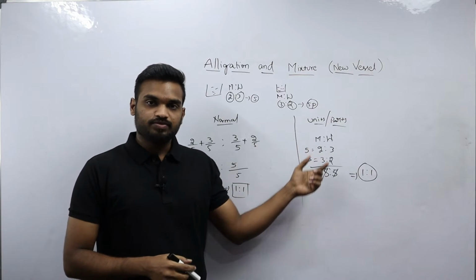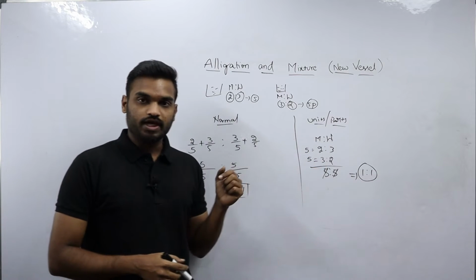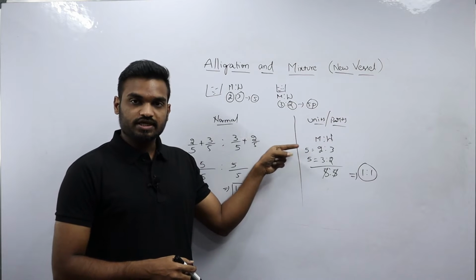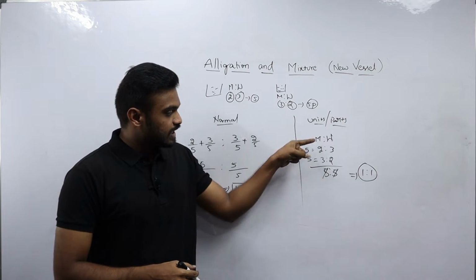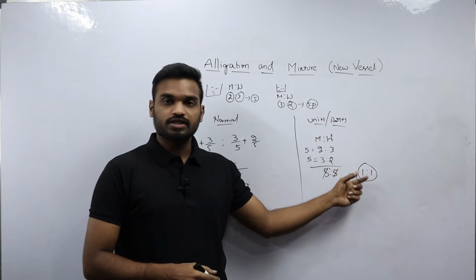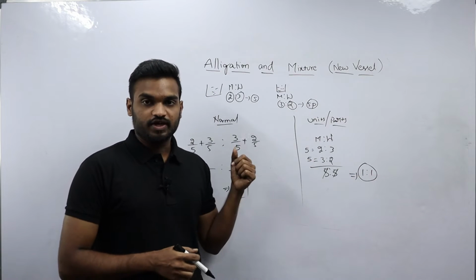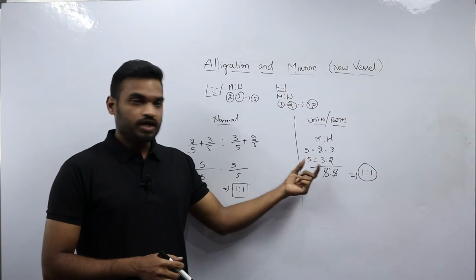Okay, in the units or parts method, we will count the total number of parts in both vessels. If the quantities in both vessels are the same, that is, the parts are the same, we will directly add the total quantity so that we can get the ratio of milk and water in the new vessel. Now you can ask me, what if the parts are different? Okay, now I will show you what if the parts are different.